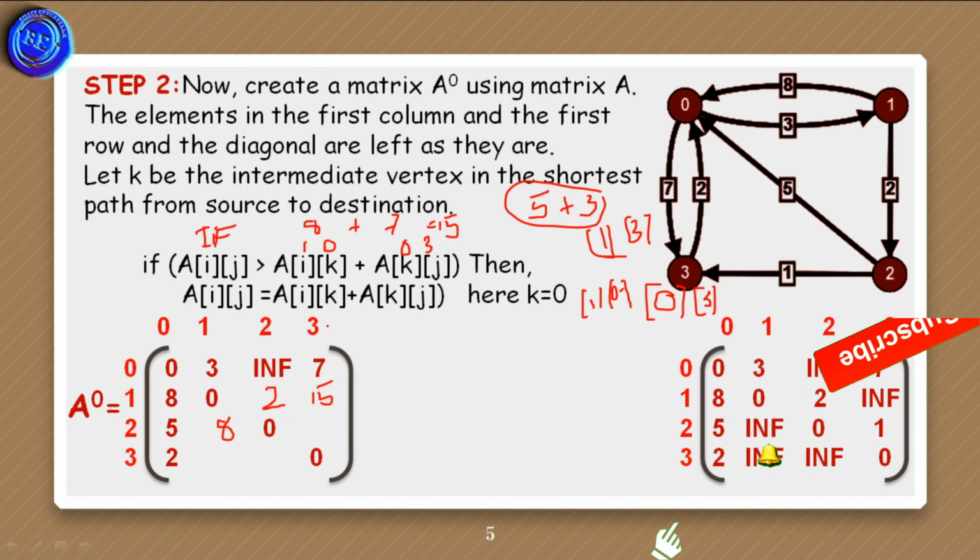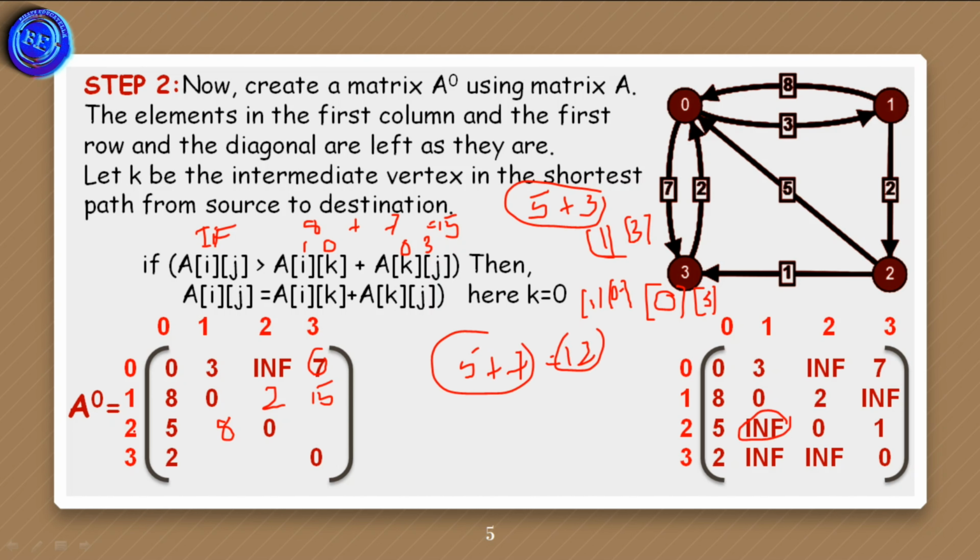And similarly for 2 to 3. First it is going to find the cost from 2 to 0. After that 0 to 3. What is the cost of 2 to 0? Its cost is 5. And from 0 to 3, what is its cost? Its cost is 7. Actually the cost in the second row, third column is 1. So 1 is less than 15. So 1 remains in its position.